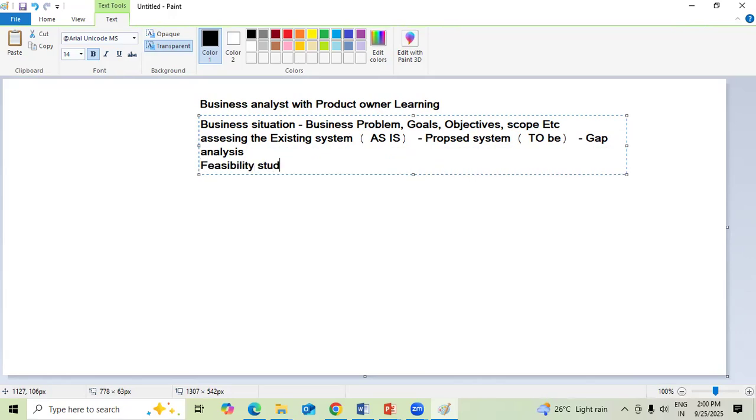Next, we do a feasibility study. It can be technical feasibility, budget feasibility, operational or regulatory feasibility. All that we do as a BA.